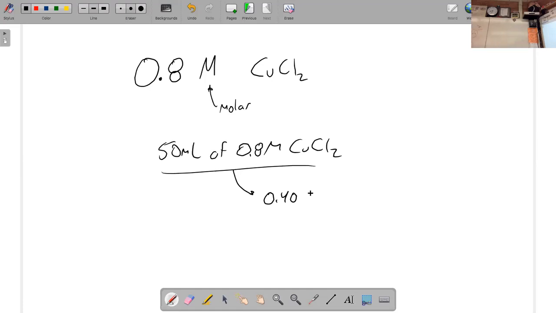Let's see. Wrote that right. Yeah, 0.04 moles of copper chloride. You might actually guess that how you get 0.04 is that 50 milliliters is 0.05 liters, and 0.05 liters times 0.8 molar is equal to 0.040 moles. So all I'm telling you is that if you've got 50 milliliters of 0.8 molar copper chloride, that is the 0.040 moles of copper chloride described on the first page.